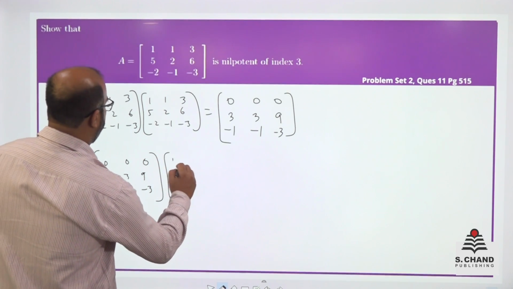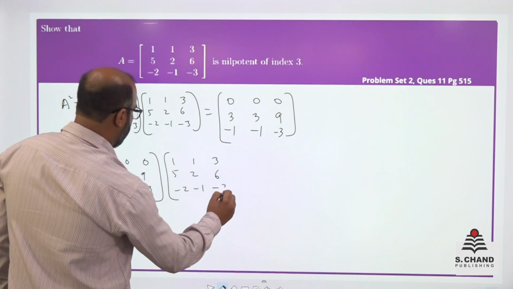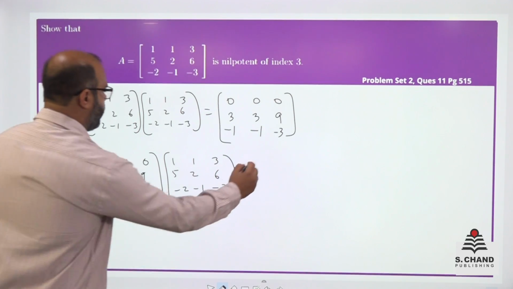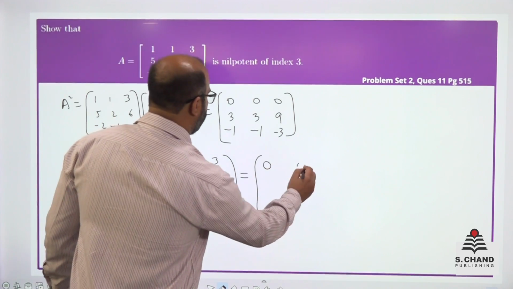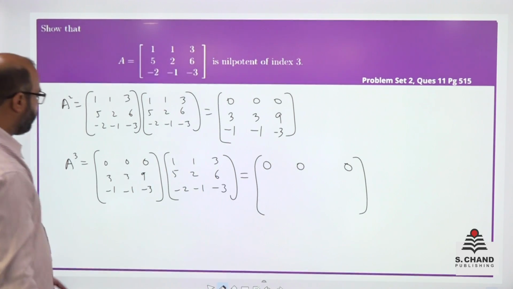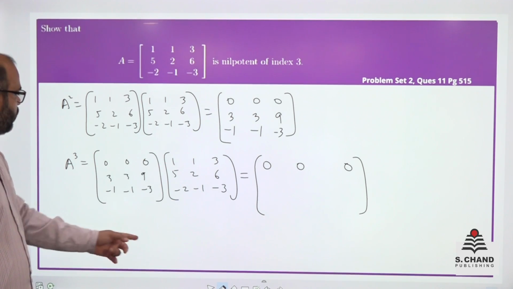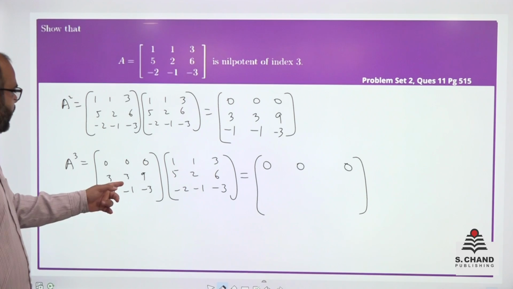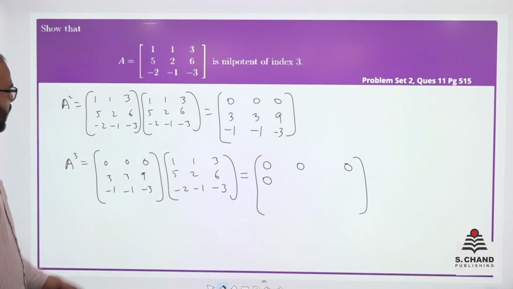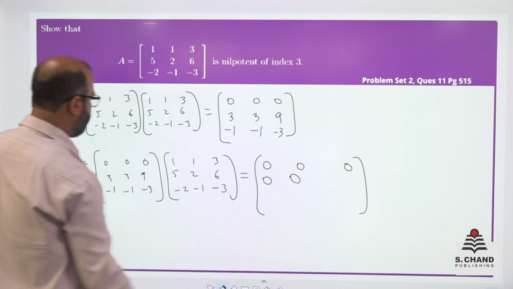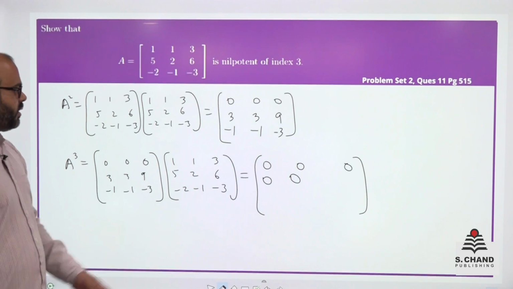It is not like a determinant from one row. And the other matrix is 1, 1, 3, 5, 2, 6, minus 2, minus 1, minus 3. Now let us do the multiplication. First row, first column, it will be 0. The other two are also 0, because each element in the first row is 0. Then second row, first column: 3 plus 15, 18, minus 18, 0. Fine. 3, 6, 9, minus 9, 0. Fine. 3, 3, 9, 6, 3, 18. 18, 9, 27, minus 9, 3, 27.